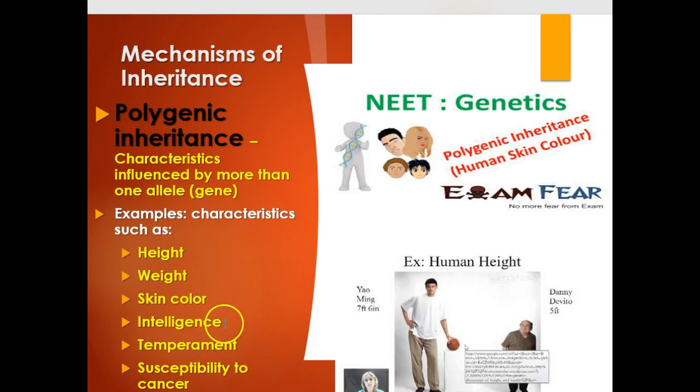And intelligence is also a polygenic trait, which we'll discuss in your unit on intelligence. Temperaments, where do we get our temperament from? And susceptibility to cancer. And this is why cancer runs in certain families. Maybe someone else in your family had cancer and you inherited that gene.